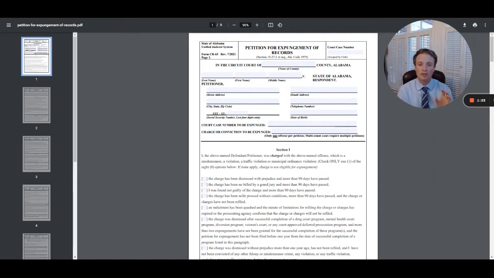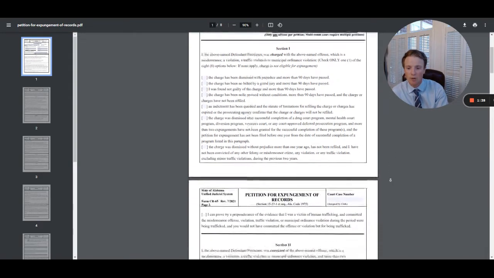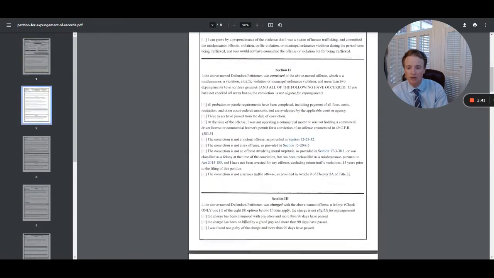We can only do one charge per expungement petition. Okay, so if there's 3 charges in a 3-count indictment or something like that, it's got to be 3 separate petitions.